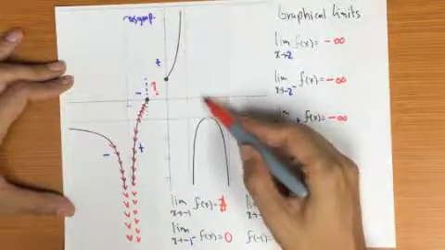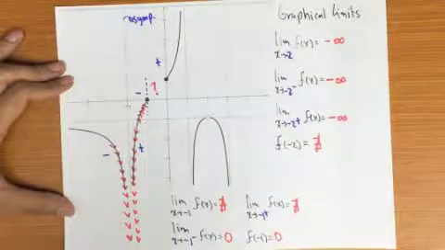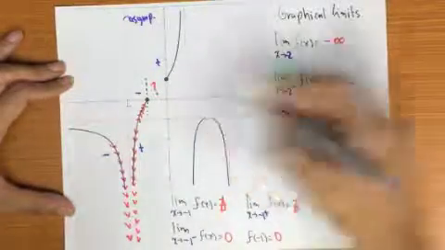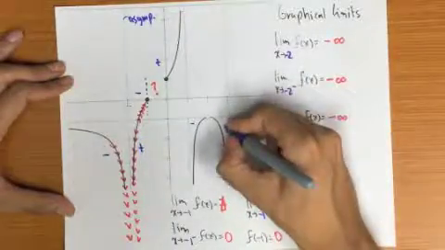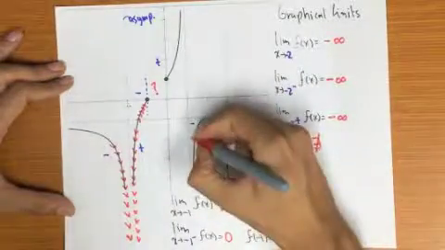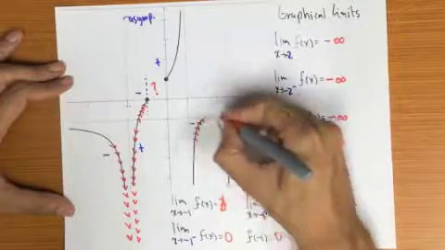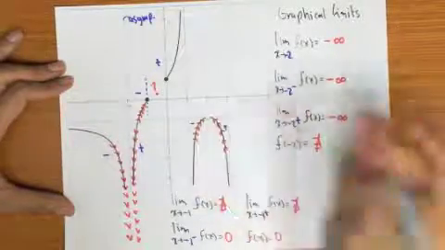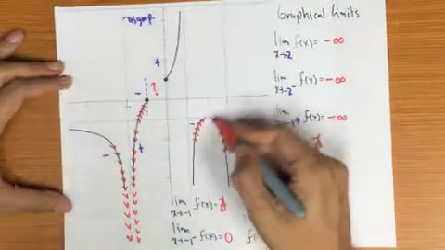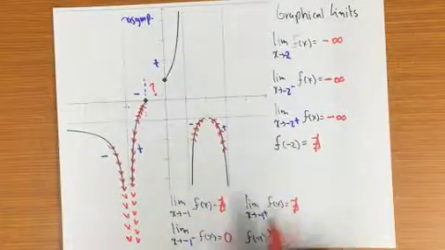I don't have more time to explain what is happening with the negative 2, but if you want to analyze this negative 2, then this is the left side, this is the right side, and you will approach that number, and now you can define what is happening. You will have a limit, but not a value for the function.